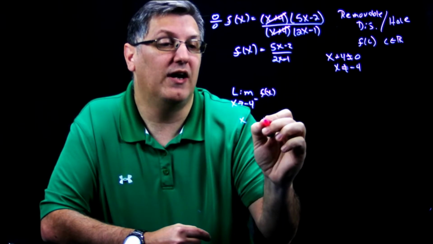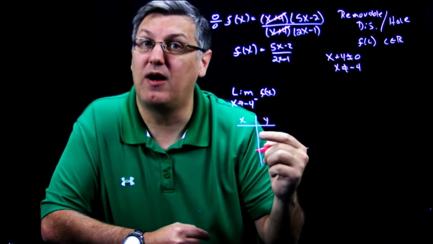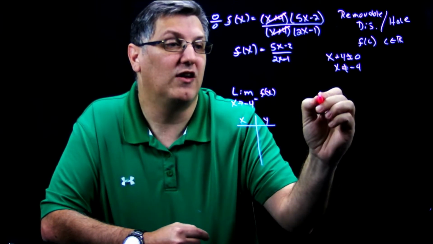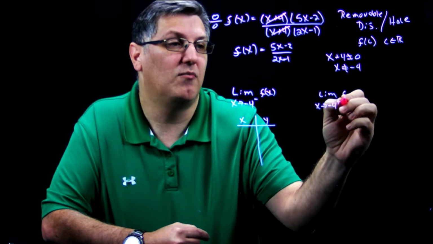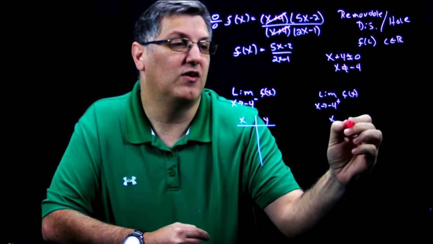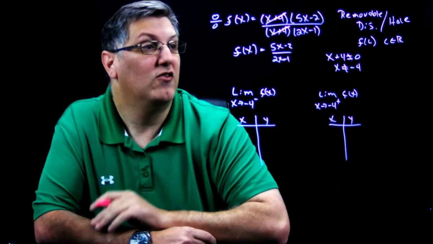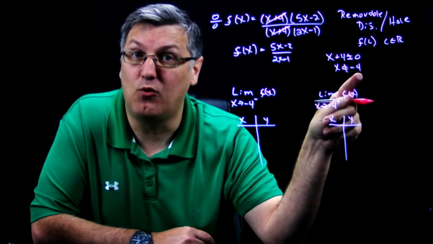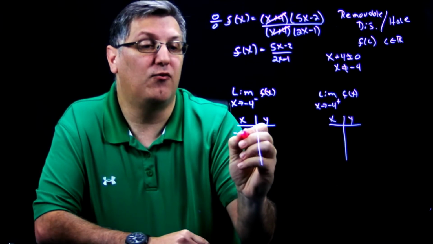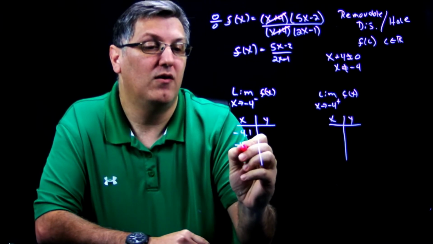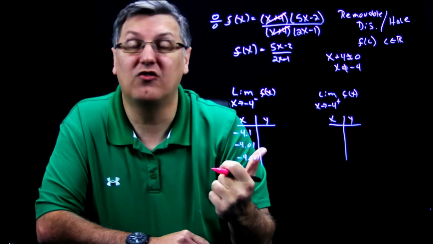I'm going to do a table, x, y, and set it up coming from the left. My other option is to come from the right. So I'm going to say the limit as x approaches negative 4 from the right of my function f of x, and I'm going to do the same thing, a little xy table. I need to pick a number to the left of negative 4. Be careful, it's on the negative side. I'm going to pick negative 4.1, negative 4.01, and negative 4.001.